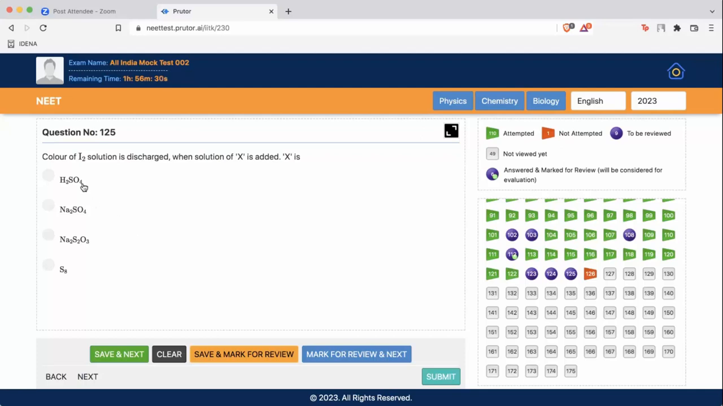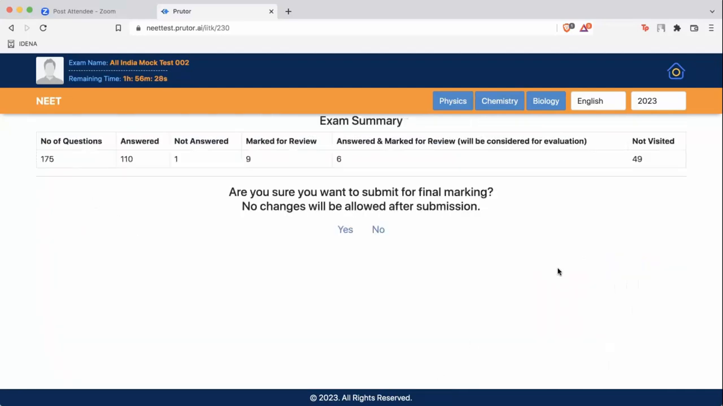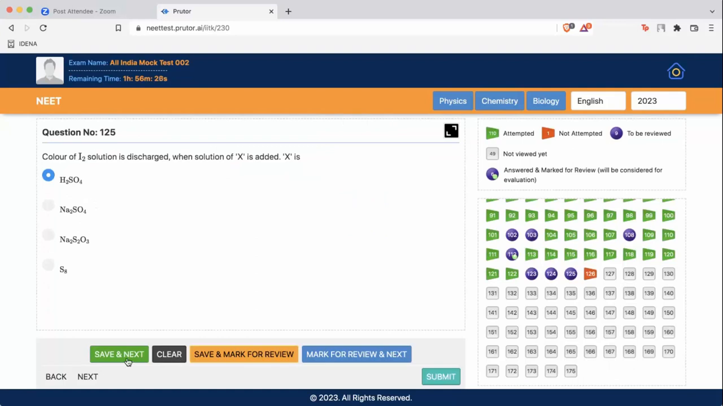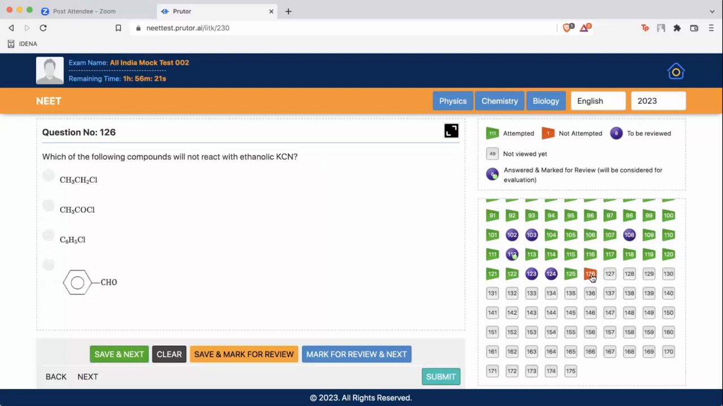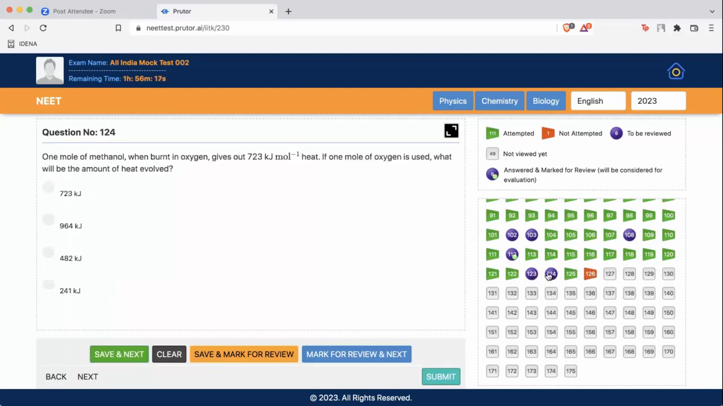Nope, sorry. Which of the following compounds will not react? Let's see. Come on. One mole of methanol, CH3OH, burnt in oxygen, O2, we get CO2 and H2O, obviously. We balance the reaction.